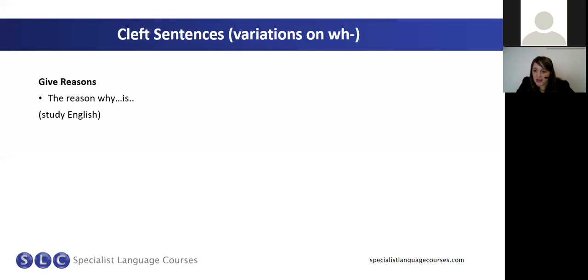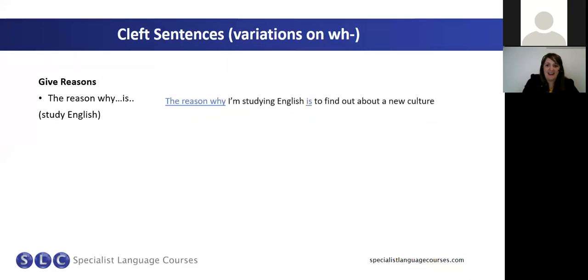And we've got a sentence from Jay. The reason why I study English is because it's the universal language to communicate properly to everyone. Good. Okay. And the example that I had, the reason why I'm studying English is to find out about a new culture. So we can use the reason why to give a reason.